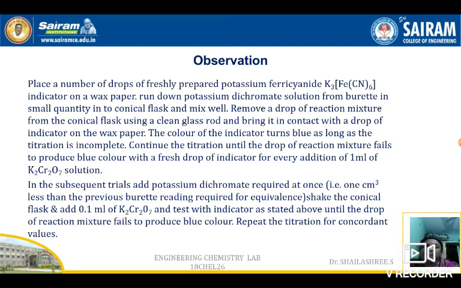Here, place a drop of freshly prepared potassium ferricyanide indicator on a wax paper. We should do the titration against a standard potassium dichromate solution from the burette in small quantities into the conical flask and mix well. Remove a drop of the reaction mixture from the conical flask using a clean glass rod and bring it in contact with a drop of indicator on the wax paper. The color of the indicator turns blue as long as the titration is incomplete. That is, as long as the ferrous ions are present, you will get blue or green color. Once all the ferrous ions are oxidized to ferric, you will not get any blue or green color. That is the end point.